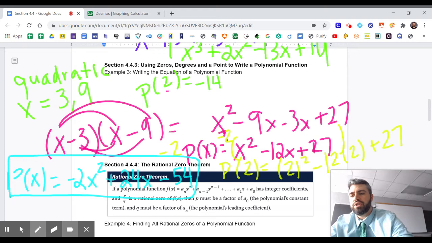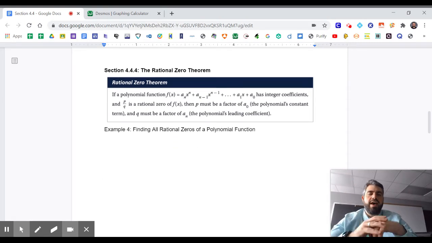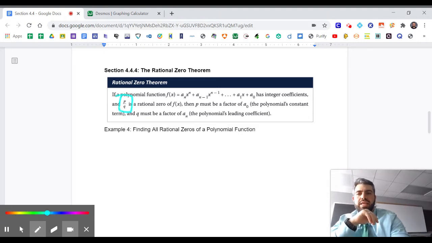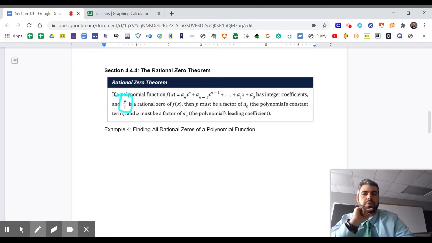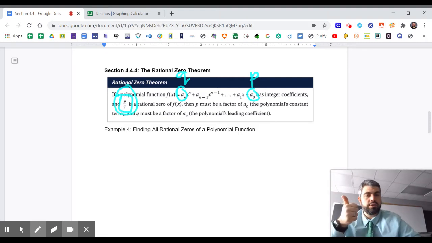Cool. Now, rational zero theorem. What is that? Well, the rational zero theorem basically says that anytime we have integer coefficients, meaning all of our numbers in front of x squared, x to the third, whatever, are all integers, not fractions, not decimals, but integers, so positive and negative whole numbers. Then it can be the case that P over Q, when P is factors of A0 and Q is factors of AN, we can look at all the possible values of P over Q. So all of the factors of the last number, the constant, divided by all the factors of the first number.